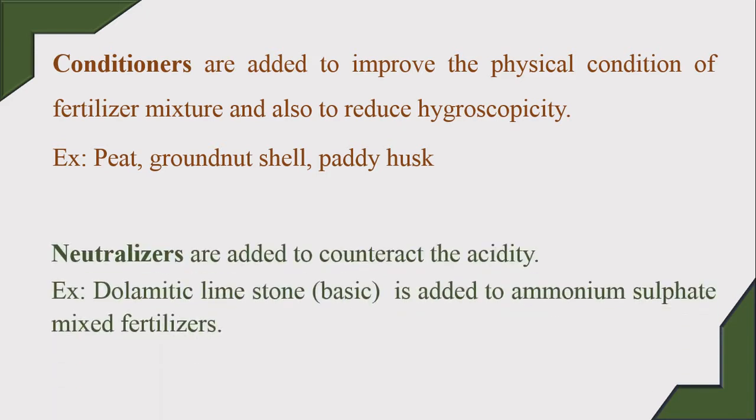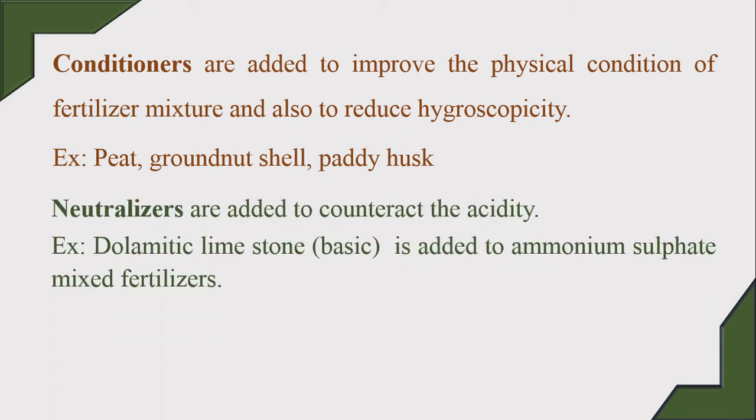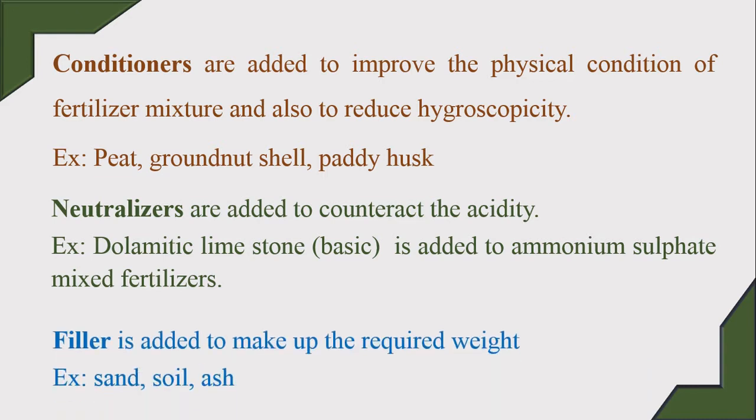Next are neutralizers. These are mainly added to neutralize the mixed fertilizer, in order to counteract the acidity or basicity. The best example is dolomitic limestone, which is added to counteract the acidity of ammonium sulfate, because ammonium sulfate is acidic in nature. And next is filler material. Filler is mainly added in order to make up the weight. Examples are sand, soil, and ash.